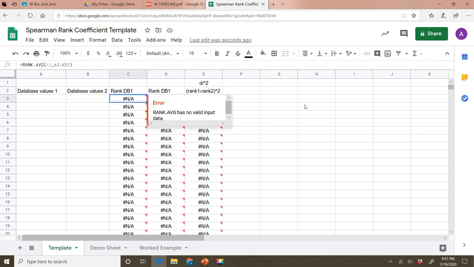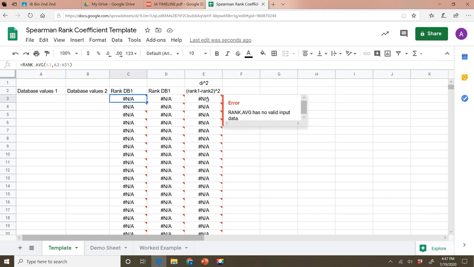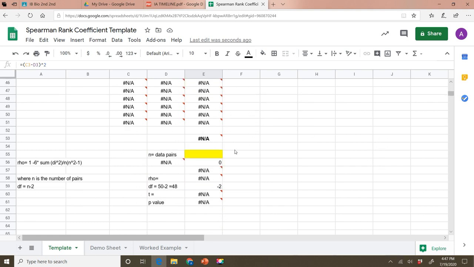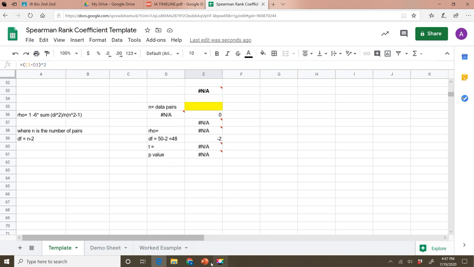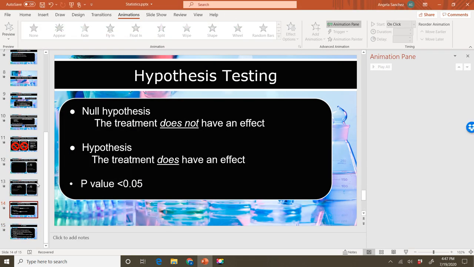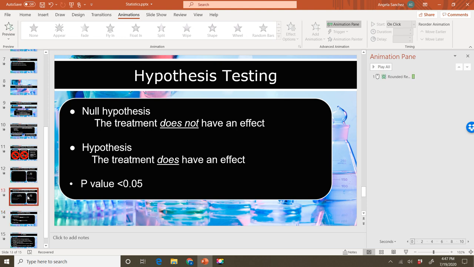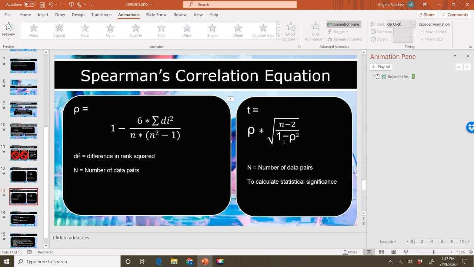So these are already set up to calculate your rank averages, to do your squares for you, your difference in sum of squares. All of this is already set up, but you do need these numbers to write out this equation. Again, this is required that you show your work for the statistics.